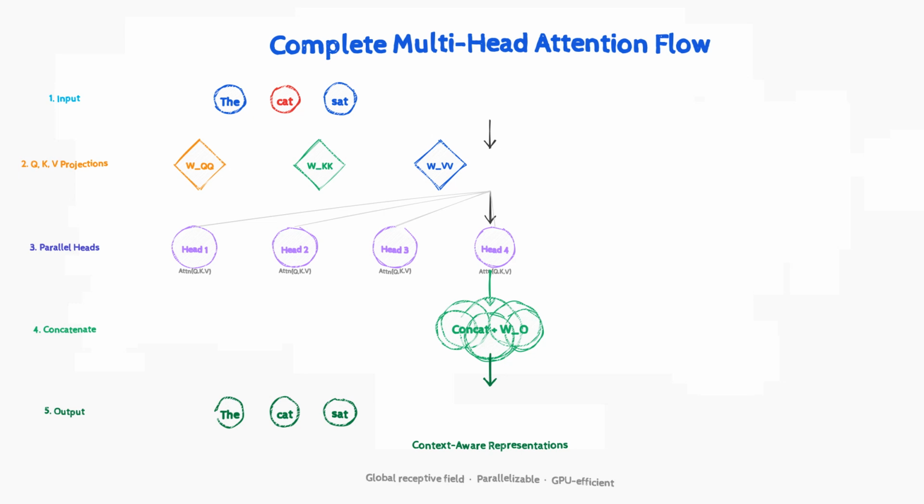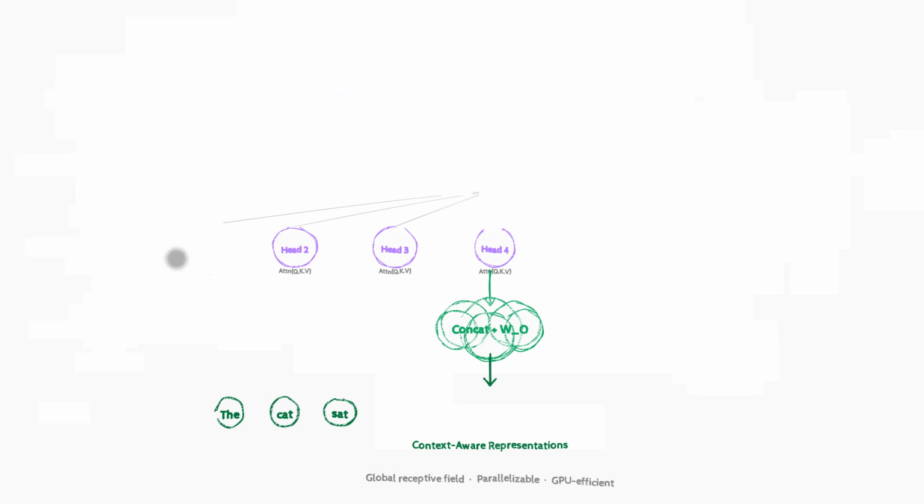This output has the same dimensions as the input, but now each token carries rich contextual information from the entire sequence. This is what enables transformers to understand long-range dependencies and complex relationships that previous architectures like RNNs and LSTMs could never capture effectively.